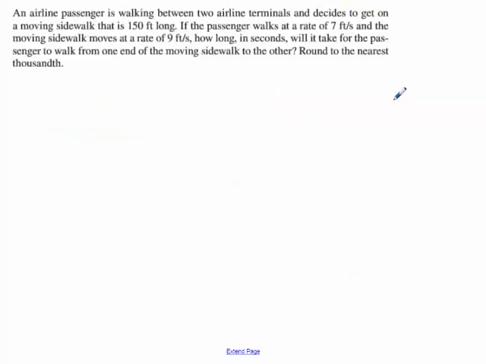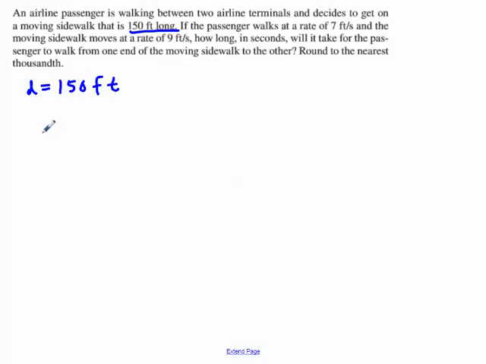So here's the last example. Here's a situation where an airline passenger walking between two terminals decides to get on a moving sidewalk. It's 150 feet long, so it looks like our distance equals 150 feet. The passenger walks at a rate of 7 feet per second, and the moving sidewalk moves at a rate of 9 feet per second. How long will it take for the passenger to walk from one end to the other?